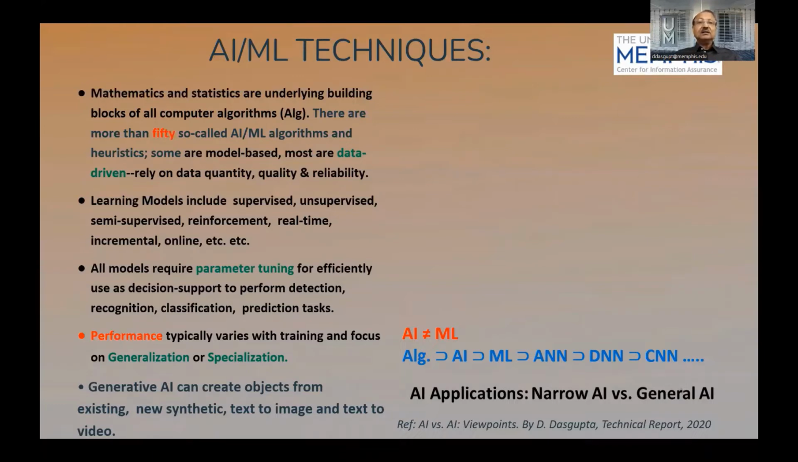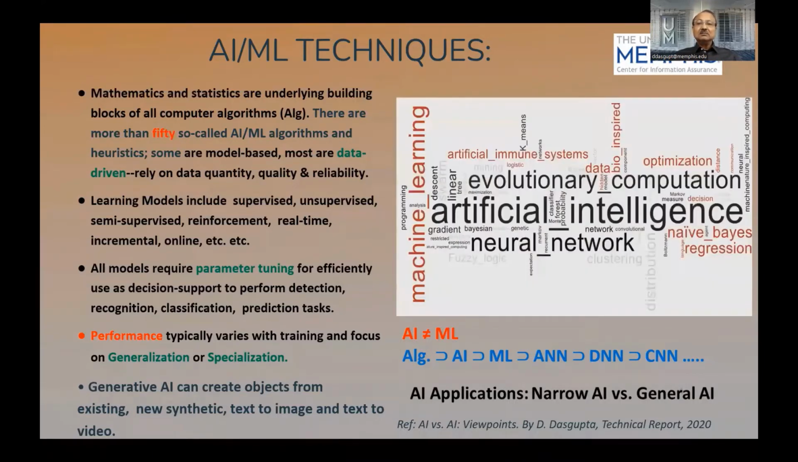Now, regarding AI ML, there are more than 50 different algorithms which are considered AI algorithms or heuristics. Some are model-based, most are data-driven. And all these algorithms rely on data quantity, quality, and reliability. Learning models include supervised, unsupervised, semi-supervised, reinforcement, real-time, incremental, online, and so on. There are many variations of these learning algorithms nowadays.